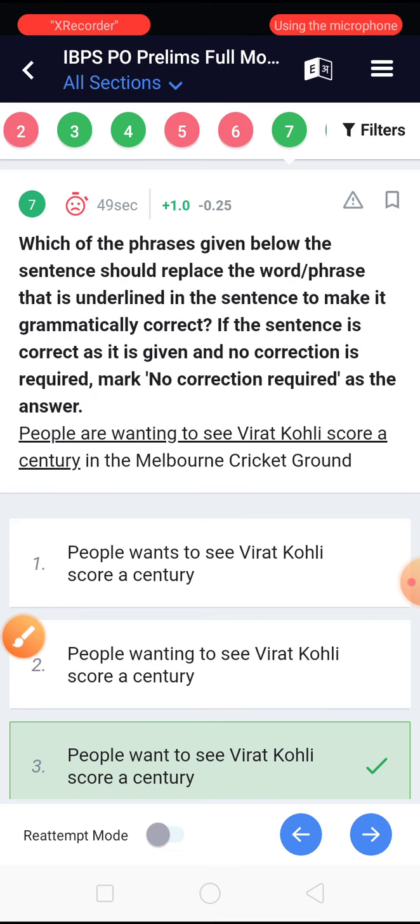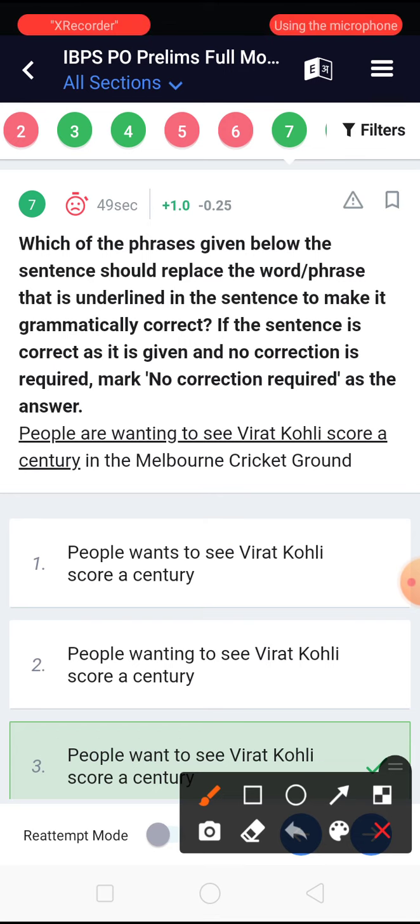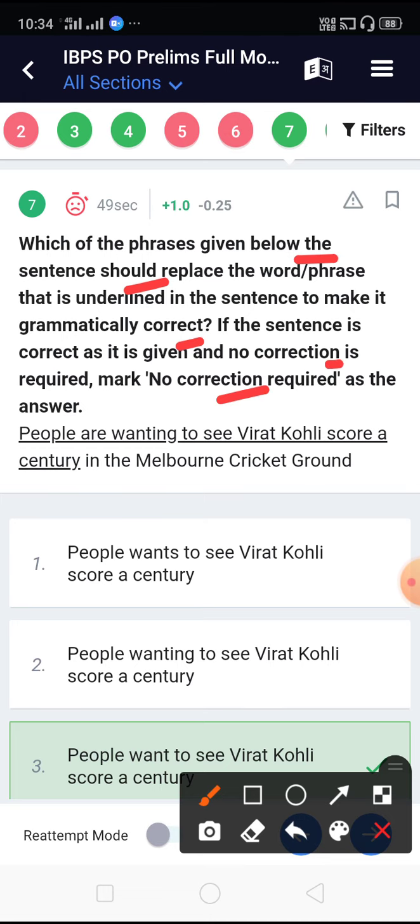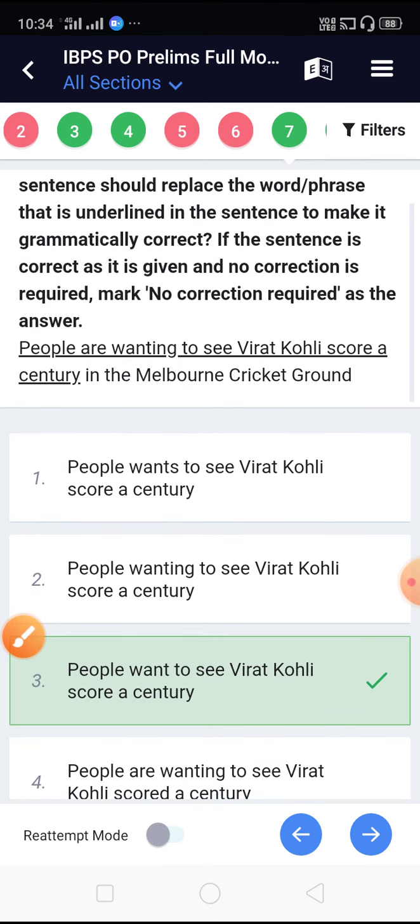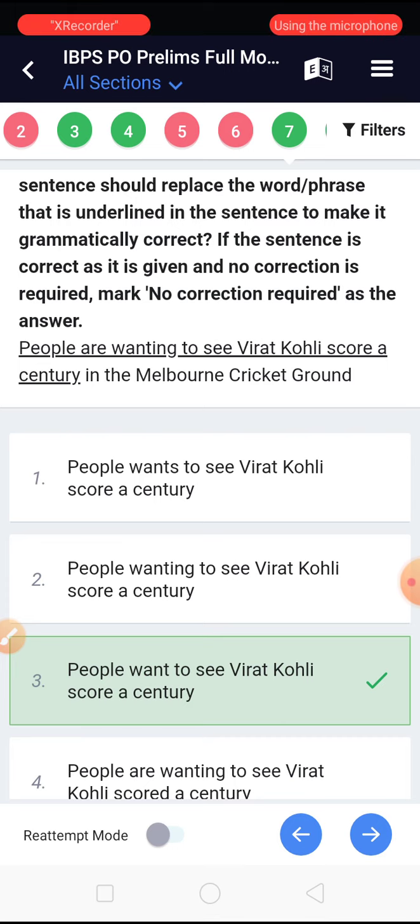Sixth: People are waiting to see Virat Kohli score a century at the Melbourne Cricket Ground. Which of the phrases given below should replace the underlined word or phrase to make the sentence grammatically correct? If the sentence is correct, mark no correction required as the answer. People want to see Virat Kohli score a century.